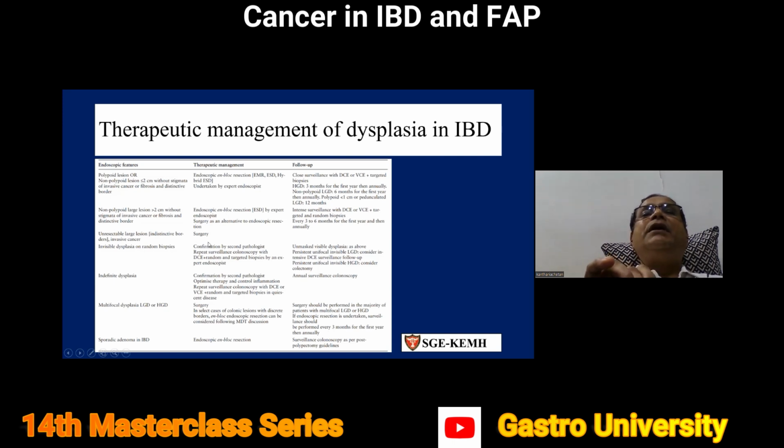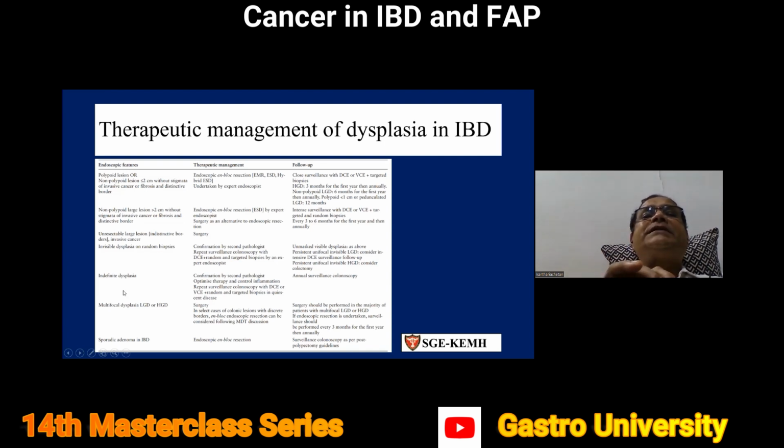For an unresectable large lesion, or one with invasive carcinoma, invasive dysplasia, or on random biopsy, again, you do surgery. You need to confirm the report by a second pathologist before undertaking this. A repeat surveillance colonoscopy should be done in invisible dysplasia and followed up with annual surveillance.